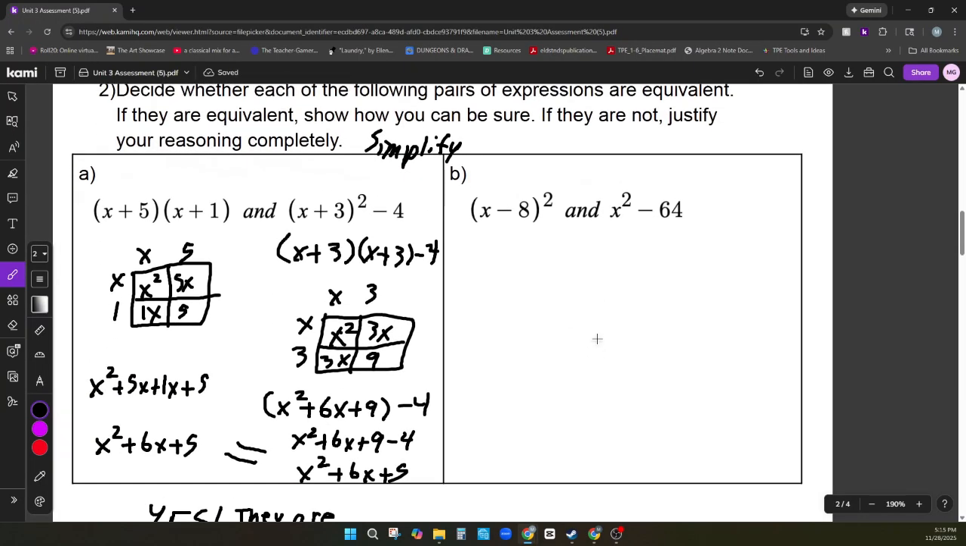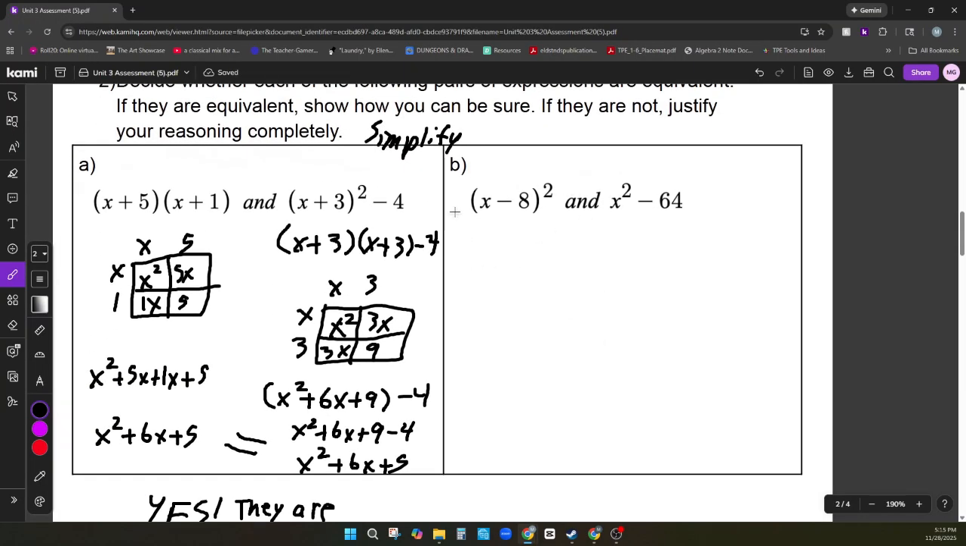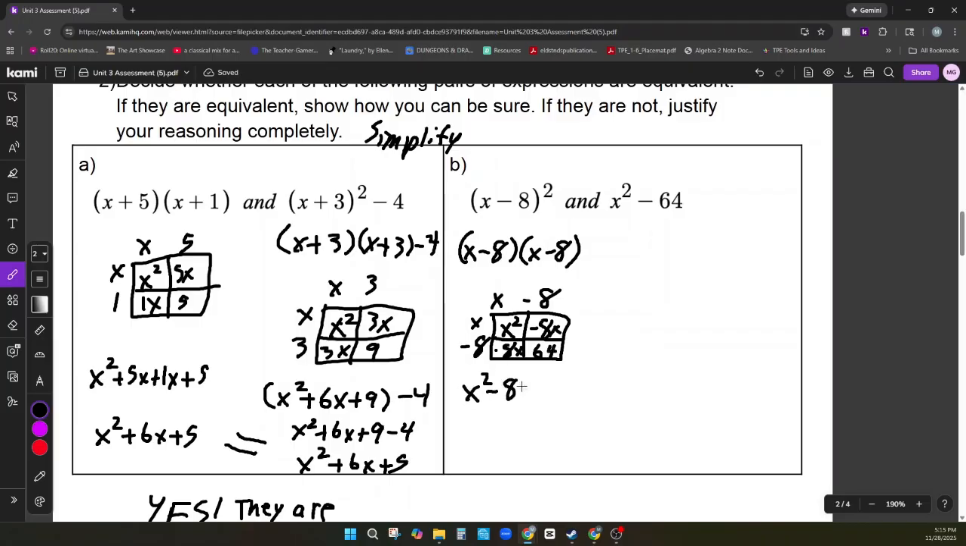Looking at part B, if we multiply this out, again, this power applies to the whole parentheses. That's going to give me x minus 8 times x minus 8, which is going to in turn give me a small box, slightly bigger. That's going to give me x squared, negative 8x, negative 8x, and that's going to give me positive 64. Negative 8 times negative 8 gives me positive 64, meaning I have x squared minus 8x minus 8x plus 64.